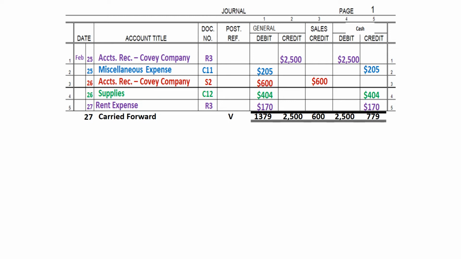If your debits don't equal your credits here, like I said, general debit and cash debit, if the sum of those two, the 1379 and 2500, doesn't equal the general credit, sales credit, and cash credit, 2500, 600, and 779, do not pass go, do not collect $200, don't do anything. Get those two equal, because you have an error in one of your transactions. So this is that check and balance again, because you can imagine how big of a mess it would be if you didn't fix that and you just continued on to the second page.